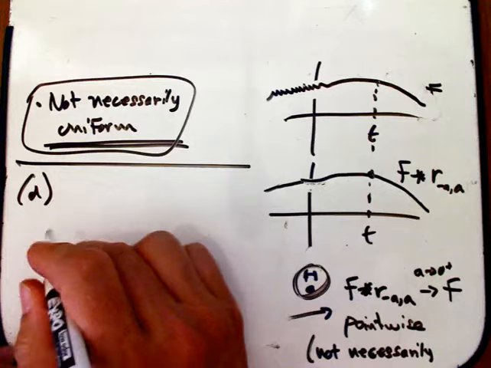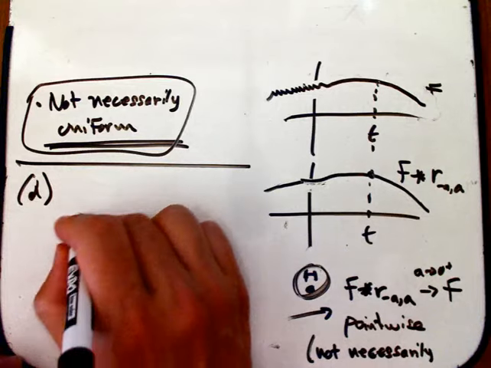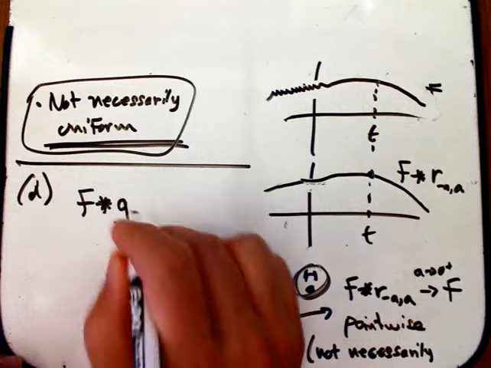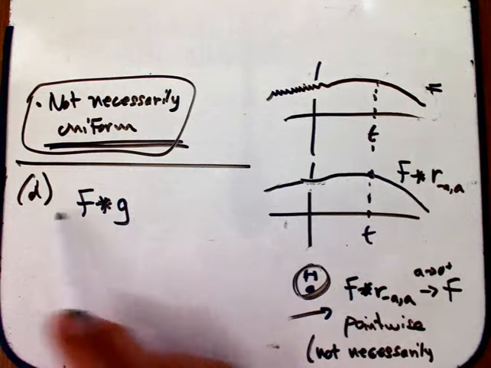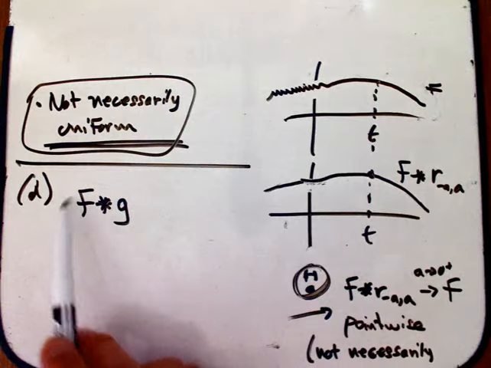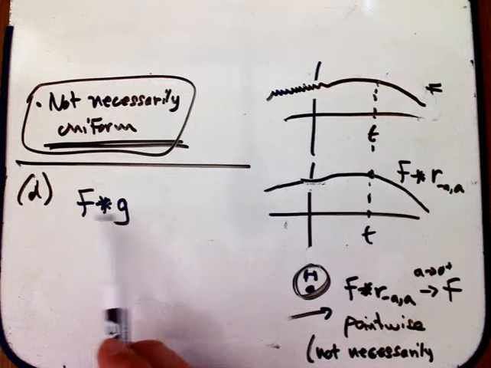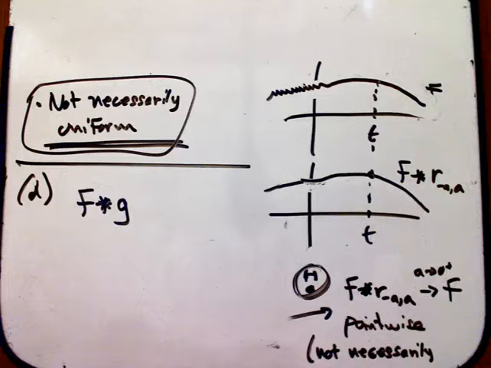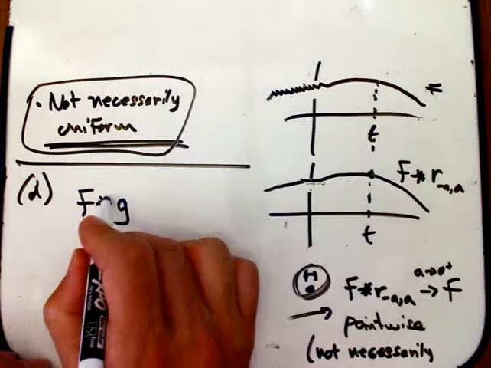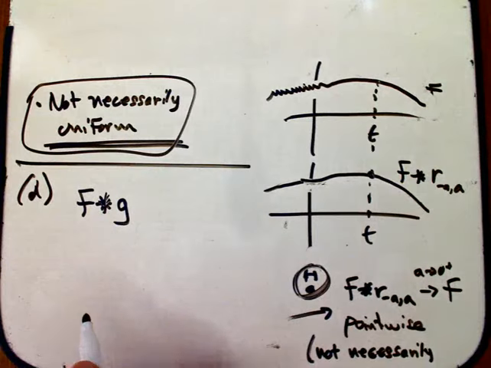I would love to have a function. I've got this operation, f star g. It is linear in both variables, so you can scale or add in each variable. It is commutative and associative. It's a beautiful algebraic structure. It works a lot just like multiplication of numbers. Those are all the properties that it shares with multiplication.